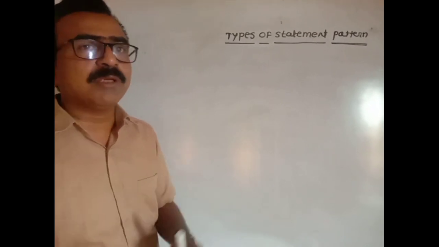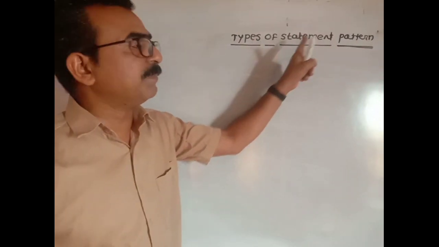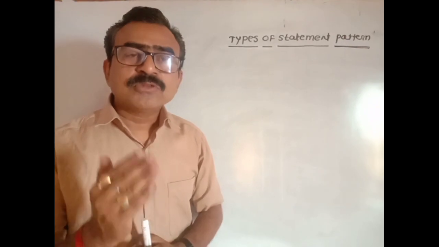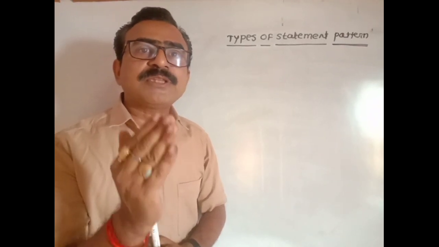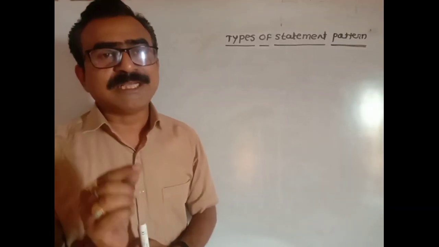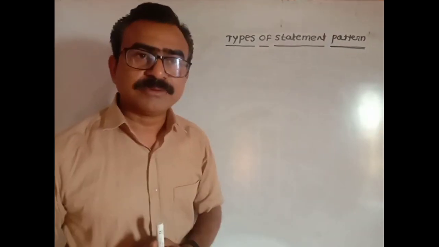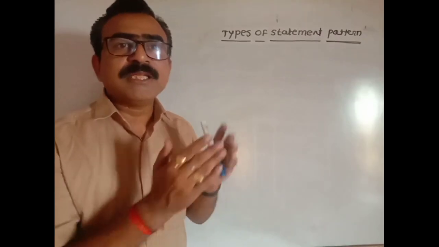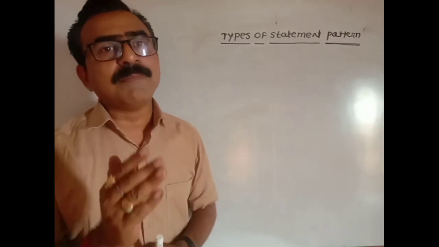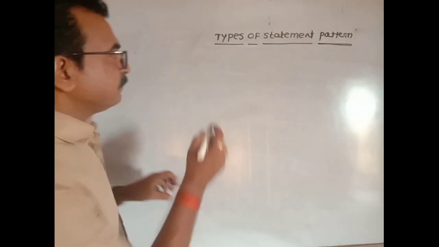Today we are going to learn about the types of statement pattern. Okay? So friends, there are a total of 3 types of statement pattern, that is tautology, contradiction and contingency. Okay? So today in this video we are going to learn about tautology only. Okay?